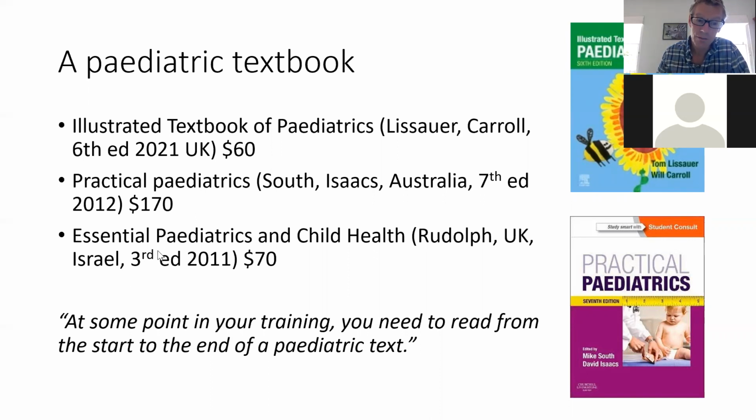And then there's another one called Essential Paediatrics and Child Health, which is also reasonably cheap, $70, and it's from the UK and from Israel. It's a very good general pediatric textbook, but again, the last version of that was in 2011. Now, all of these books you can buy online, but I would recommend getting this one. I think Dr. Gordon Pukai has this book. I remember I got it for him a couple of years ago, and I think it's been useful. So there are copies of this around.